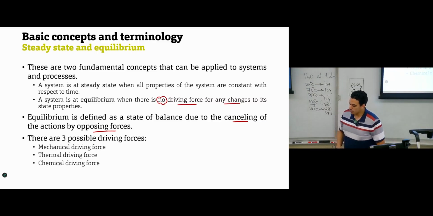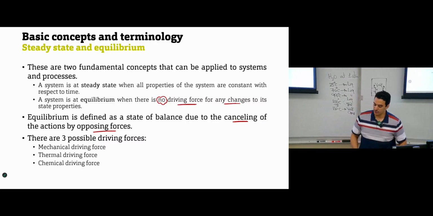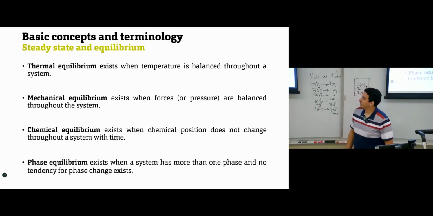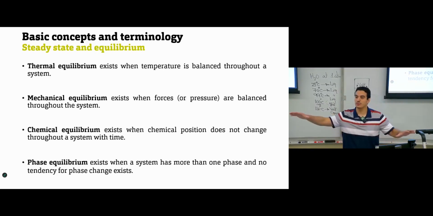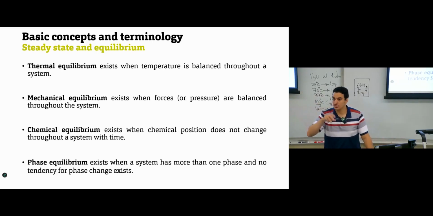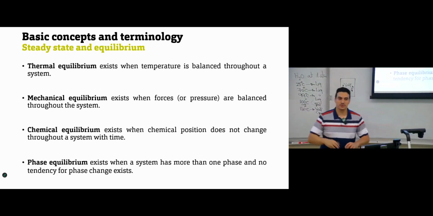What are the types of driving forces that we have to describe equilibrium? We have three driving forces. We have mechanical, thermal, or chemical. And what are the differences between them? Thermal equilibrium: you can describe your system as at thermal equilibrium if the temperature is uniform, constant throughout the system. At any point of the system, the temperature is constant. So this is why it's called equilibrium, which is the case like number 4 that we described.